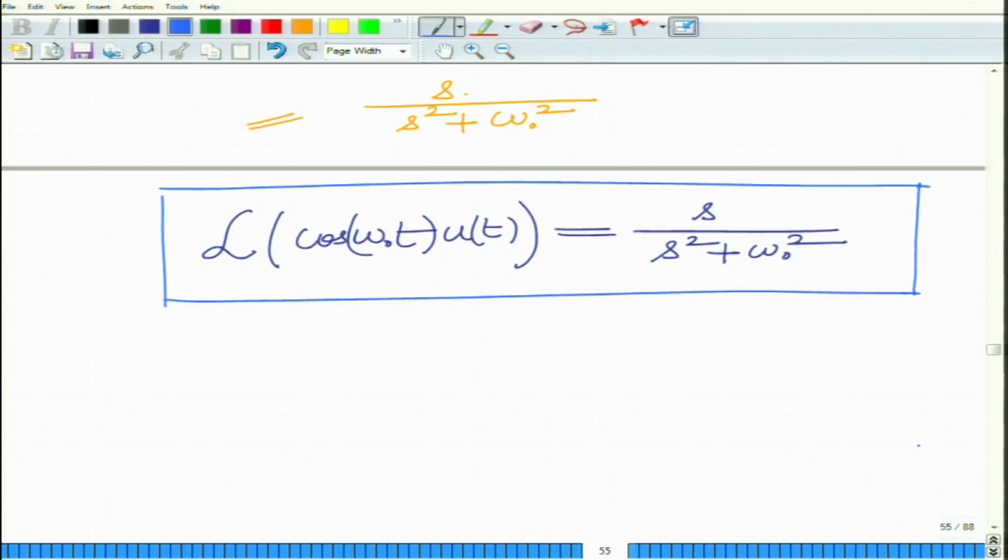Similarly, you can compute the Laplace transforms of some other commonly occurring signals. For instance, we have computed the Laplace transform of cosine omega naught t u(t); you can try computing the Laplace transform of sine omega naught t u(t), and similarly you can compute the Laplace transform of several other commonly occurring signals.